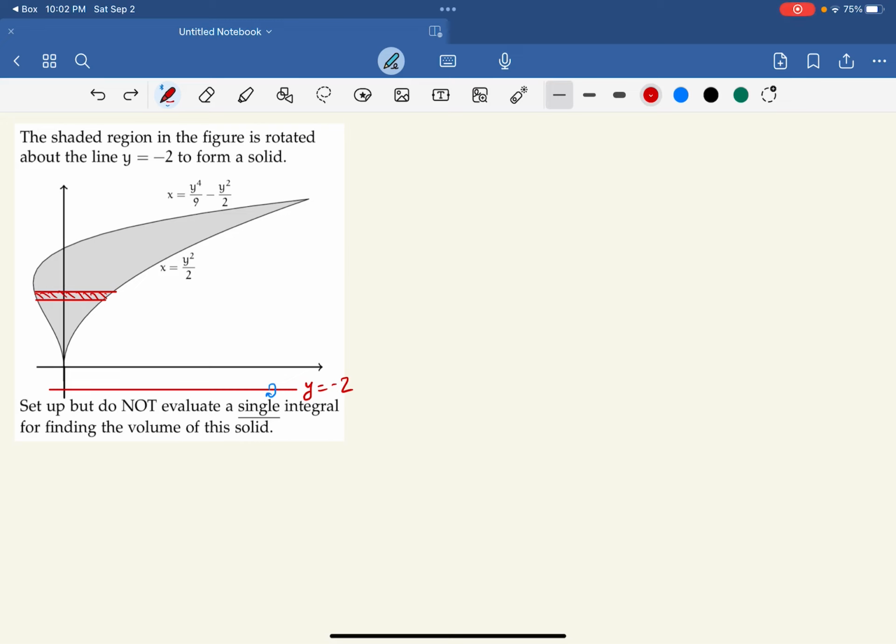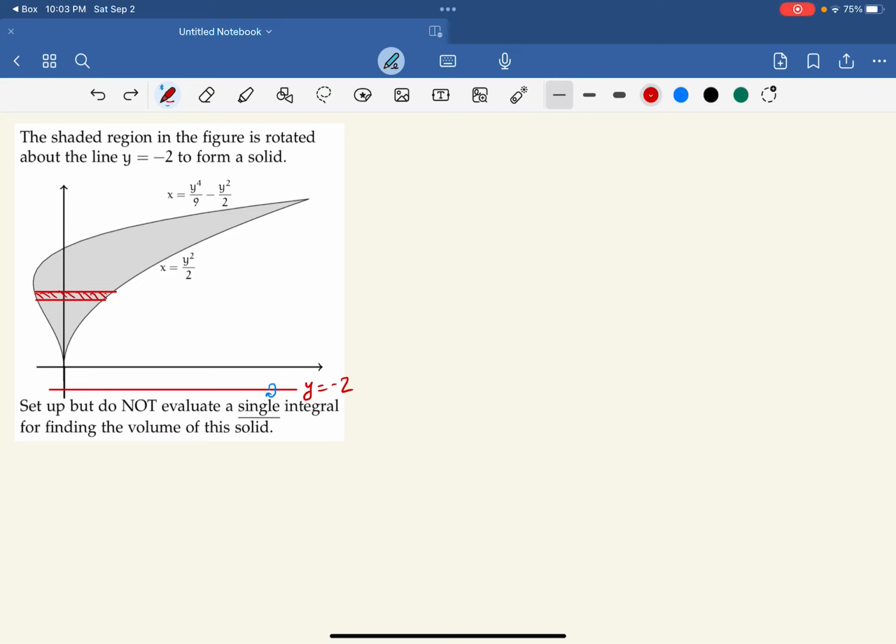We will revolve this slice about the revolving axis y equals -2, and that will give us a shell. And in such manner, we'll keep slicing the whole shaded region, and that will give us a lot of shells. And all the shells will be from the lowermost intersecting point to the uppermost intersecting point.